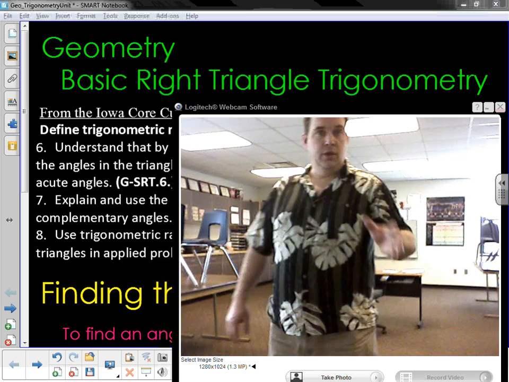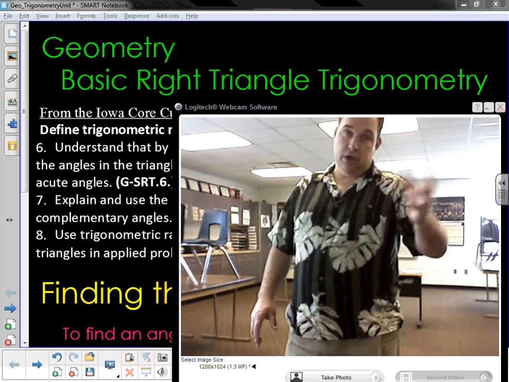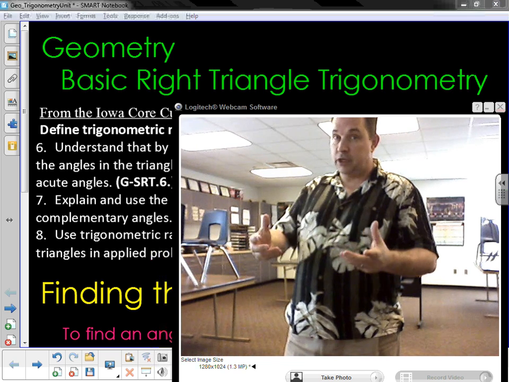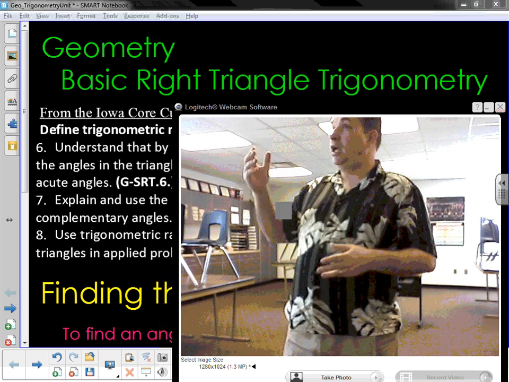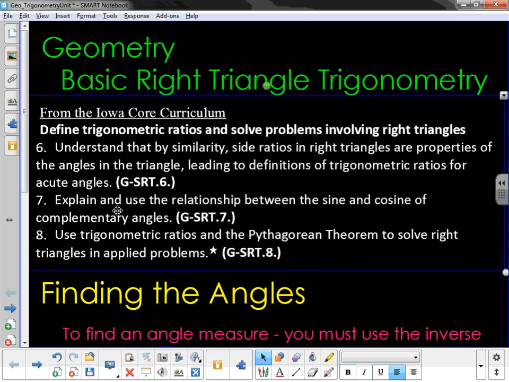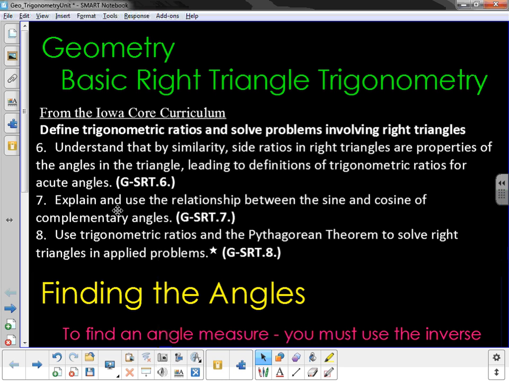Hey, geometry. We're going to continue our unit on the study of triangles, more specifically the trigonometry portion. If you remember, we talked about this before, but I'm going to go over it again. From the Iowa Core curriculum, defining trigonometric ratios and solving problems involving right triangles is something you have to be able to do. Number 8 says use trigonometric ratios and the Pythagorean theorem to solve right triangles and applied problems. And we're going to look at that.